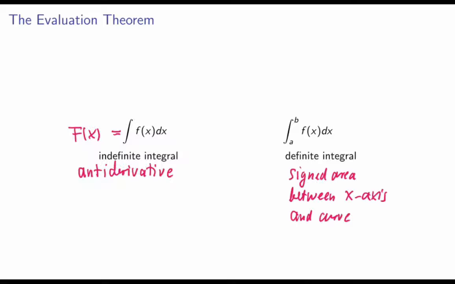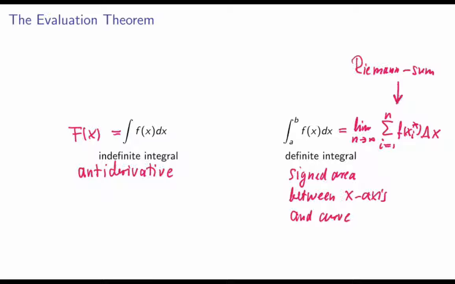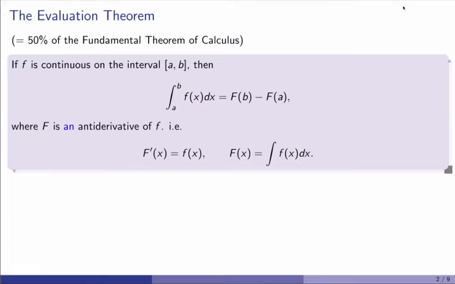And the definite integral was defined by the Riemann sum. And now the question arises, how is one related to the other? And the answer is given by the evaluation theorem. It will make a relation between the antiderivative on the one side and the signed area on the other. Okay, let's go right to it.